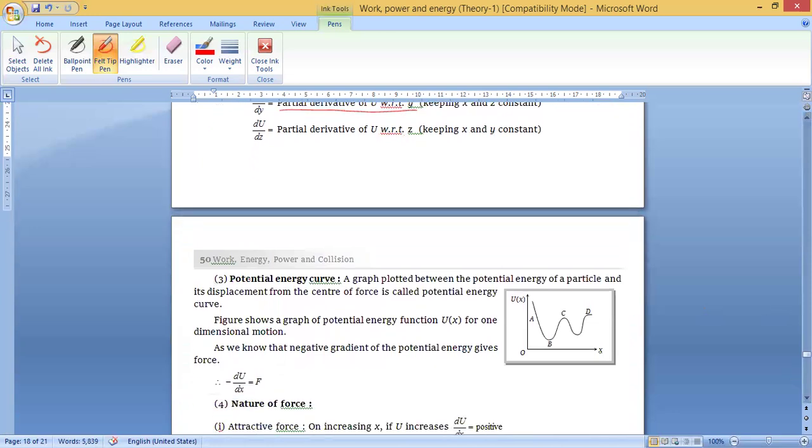Potential energy curve, U versus X graph. So the graph plots between the potential energy of a particle and the displacement. The center of force is called potential energy curve. Okay, this is the potential energy curve. The figure shows a graph of potential function U of x for one-dimensional motion. The negative gradient of the potential energy gives the force.